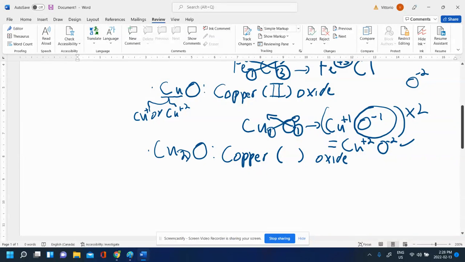Now it's tempting to put 2 because there's a 2 there, but remember, that's not what that means. That 2 means there's 2 of the copper ions. We need to figure out what are the charges of those copper ions. So we have to do a reverse crisscross.